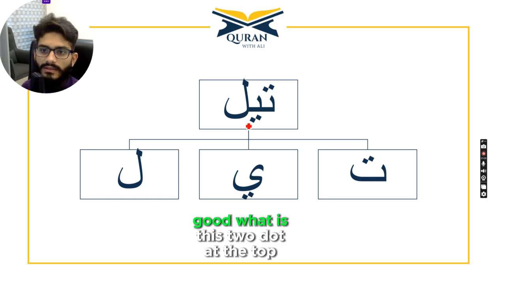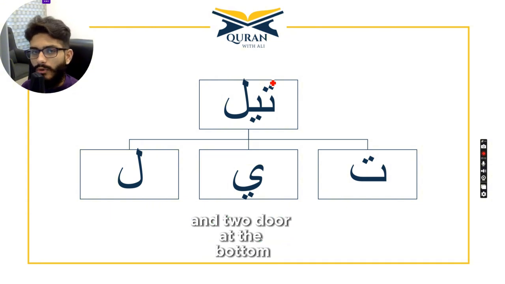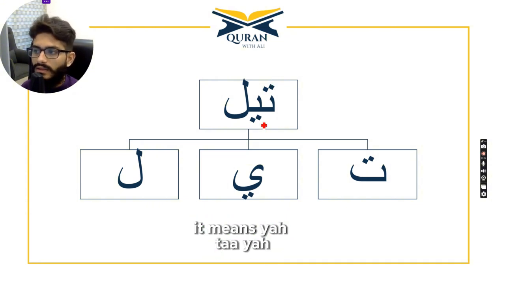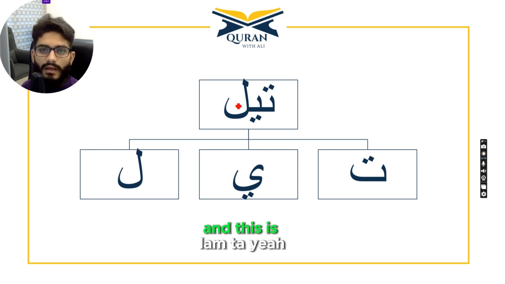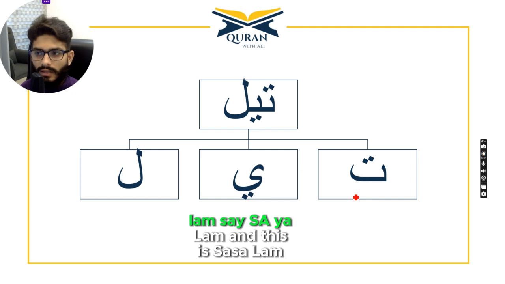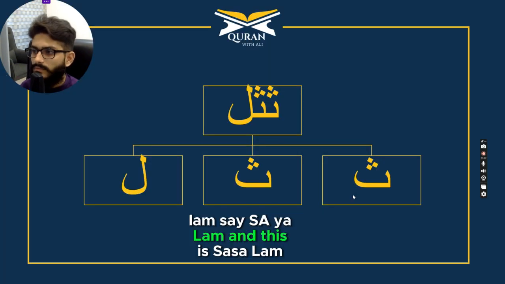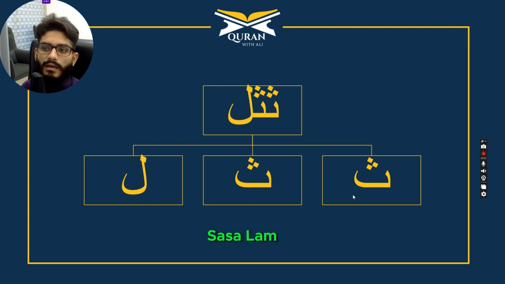Good. What is this? Two dots at the top means ta, and two dots at the bottom means ya. Ta ya, and this is lam. Ta ya lam. Say ta ya lam. And this is sa lam. Sa lam.